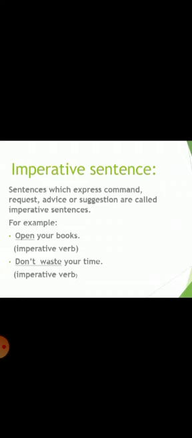Then she also says to you, "Don't waste your time." Again, "don't waste" is an imperative verb. So the identification of imperative sentences: it begins with an imperative verb, and an imperative verb is always in the first form of the verb, and it ends with a full stop. There are a lot of examples around you of imperative sentences.